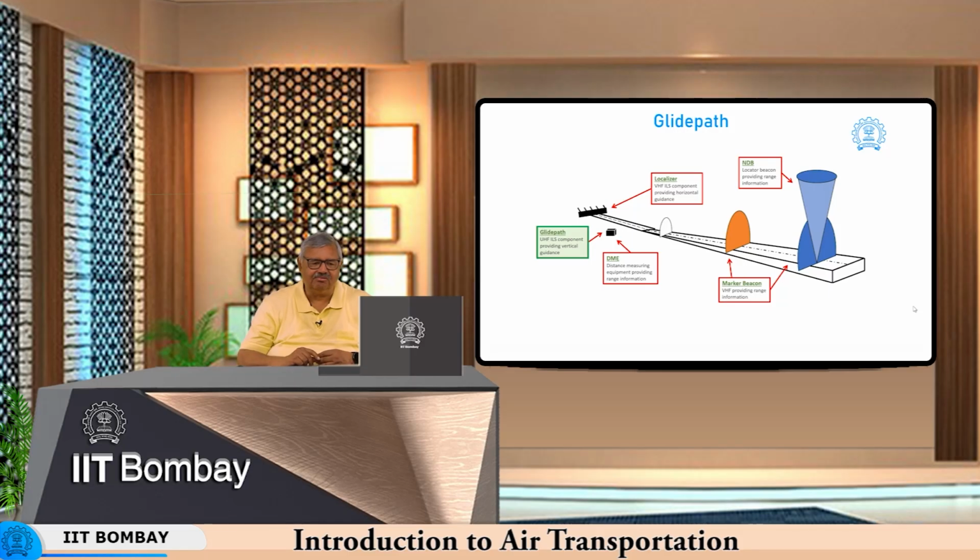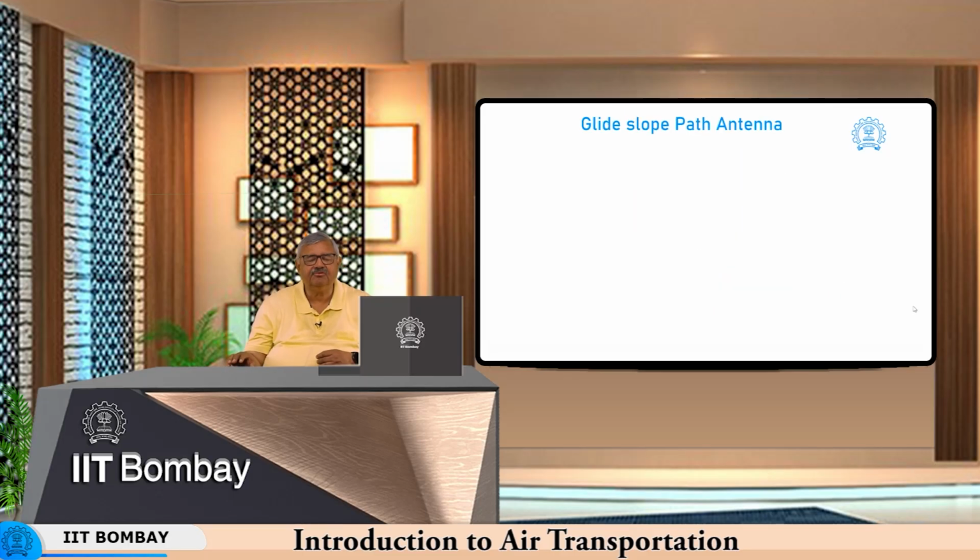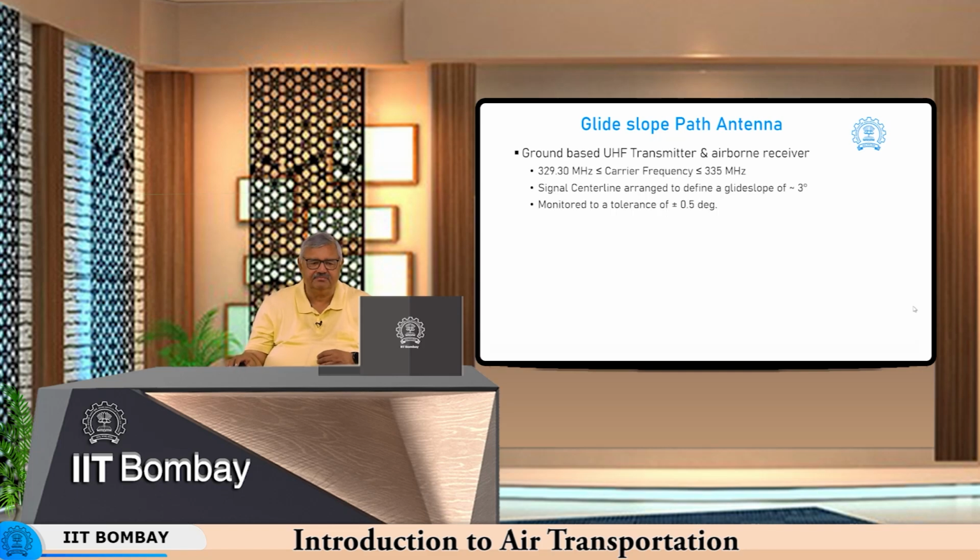Moving on, let us look at the glide path. The glide path is using an ultra high frequency component, and that provides the vertical guidance. It is called a glide slope path antenna. This is a ground based UHF transceiver and airborne receiver. So, the frequency at all airports is between 329.3 megahertz and 335 megahertz.